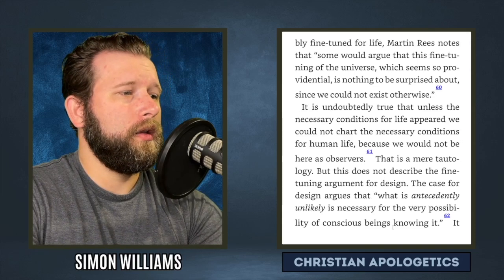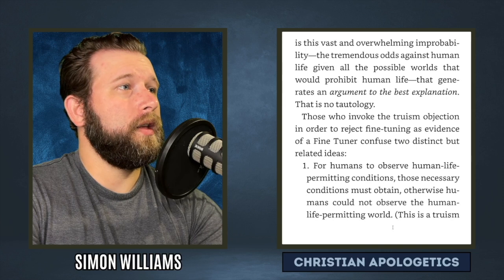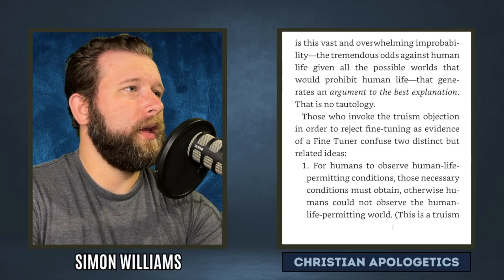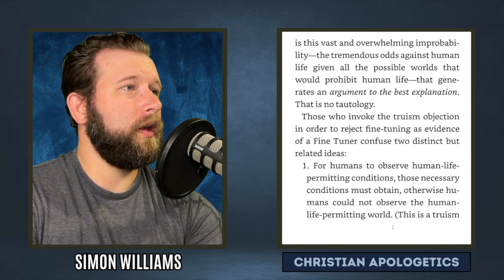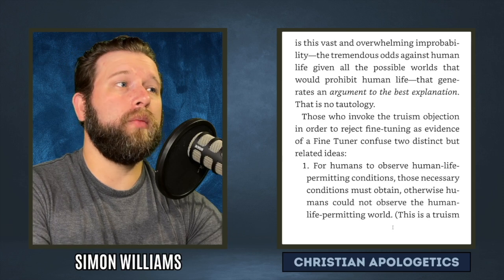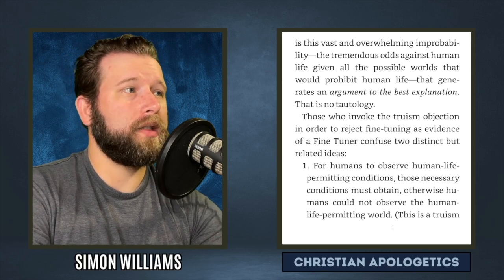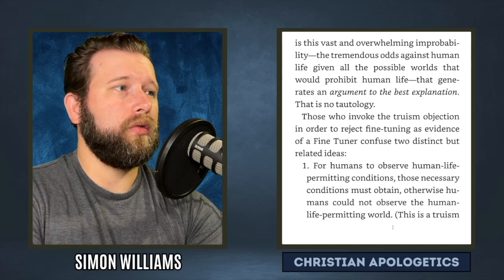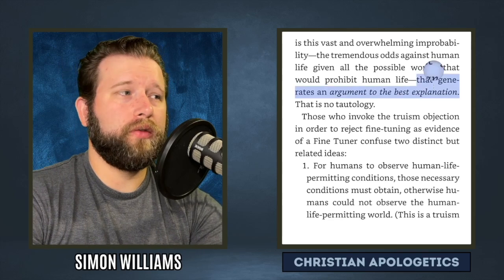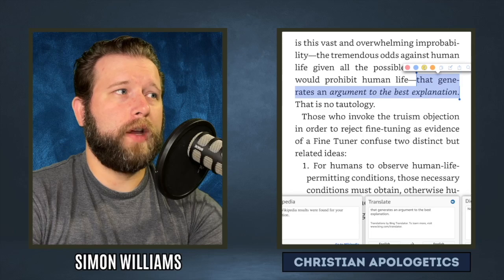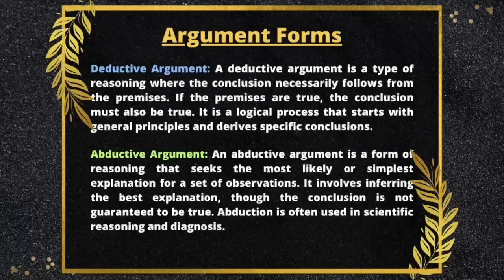Okay? So Groothuis continues, "It is this vast and overwhelming improbability, the tremendous odds against human life given all the possible worlds that would prohibit human life, that generates an argument to the best explanation. That is no tautology." All right, so please remember that this fine-tuning argument is not a deductive argument. This is an abductive argument. This is an appeal to the best explanation.